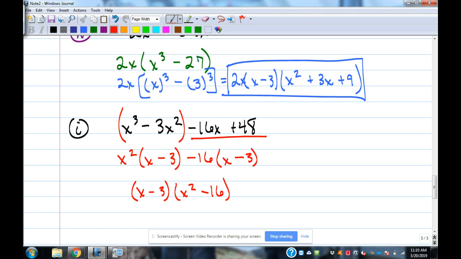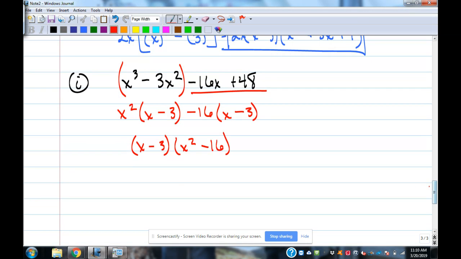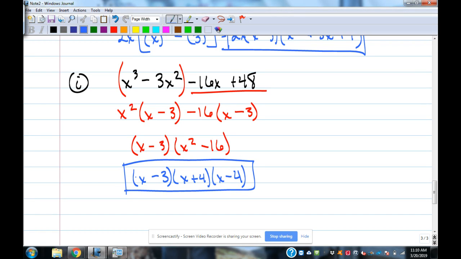If you stop there, you're wrong. We've got another factoring that can be done here. This is a difference of squares that we could work with. So we know that that's going to be x plus 4 and x minus 4. And then the x minus 3 that we already had. That is taking that larger polynomial and factoring it completely.